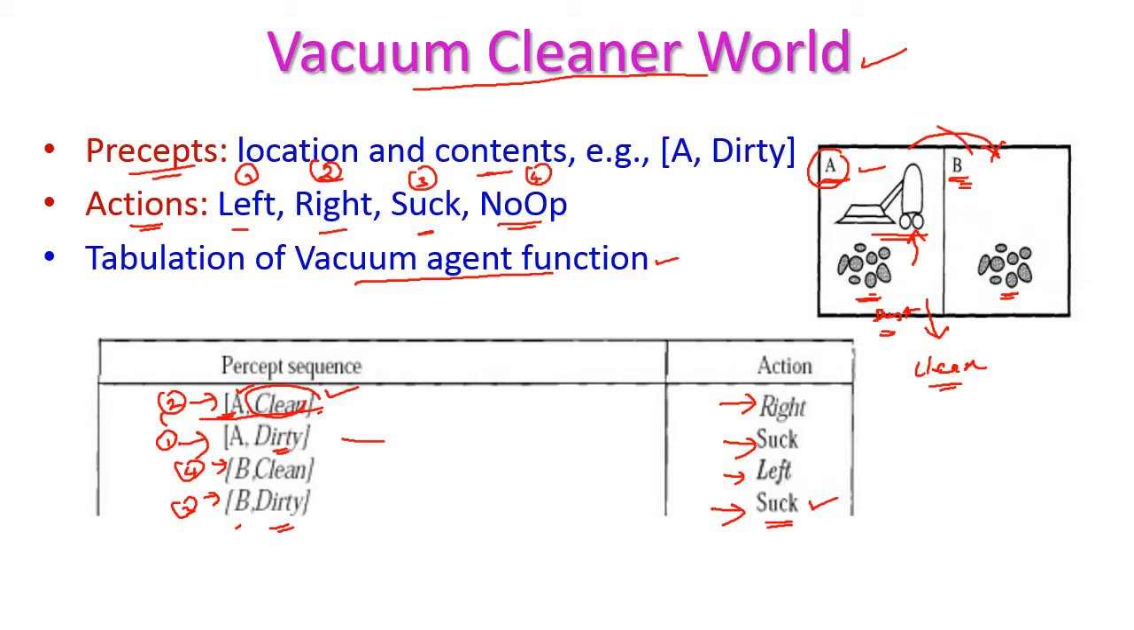Okay, this will move to the left direction. Now how is A comma clean? Okay, if it is already clean, then there is no need to do any action, so no operation will come here, right? All our actions have been performed and our environment is already clean. If all the environment is clean, then there is no need to do any operation here. No operation will be performed here, right?